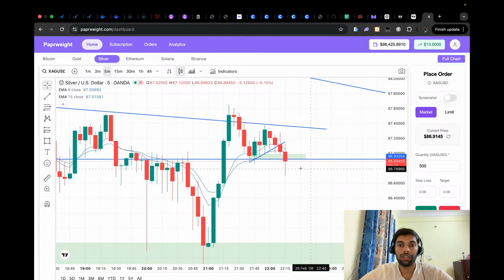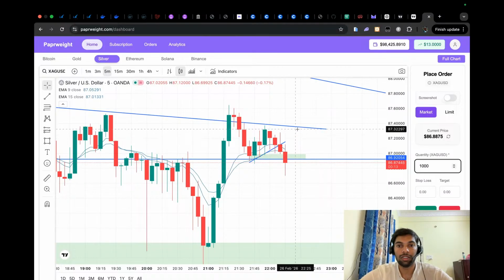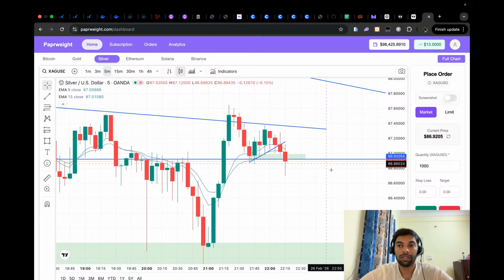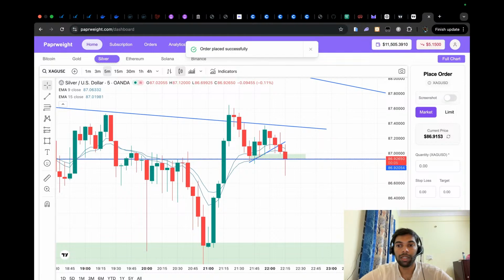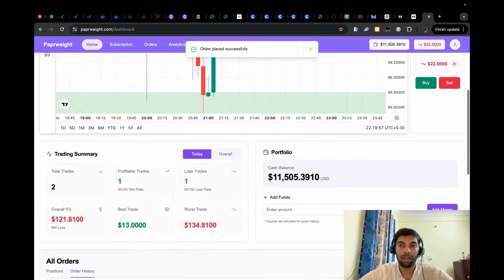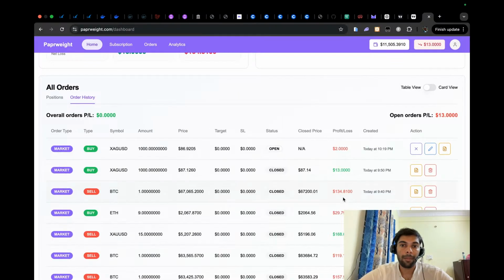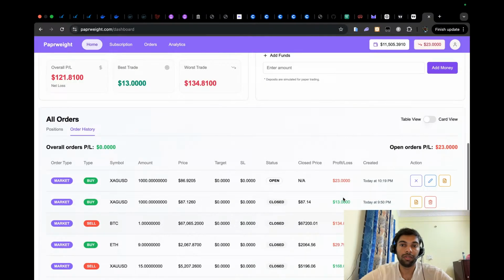Silver also took a rejection from this. Now there is a high probability that the market will touch this buying zone again, because this is where most of the sellers are trapped. So I'm just punching my trade in the buying direction. Let's see where I punched my trade. I punched my trade at 869205.